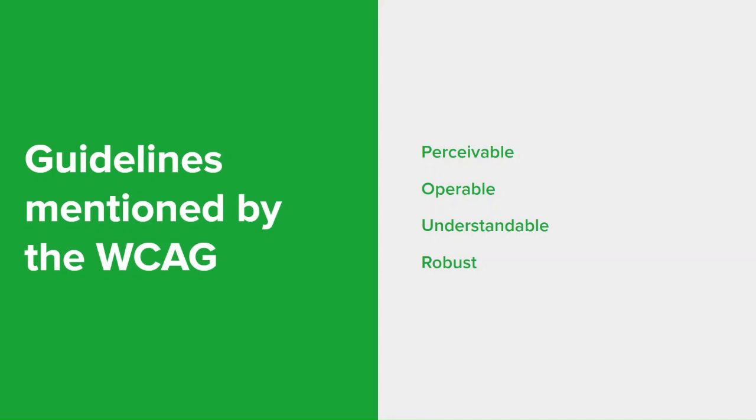Within each of these principles, there are specific success criteria that provide detailed guidelines for making content accessible. Some examples of these criteria include ensuring that images have descriptive alt text, providing captions and transcripts for videos, using sufficient color contrast for text and background, ensuring that all functionality can be accessed using a keyboard, and providing clear, consistent headings for content structure.